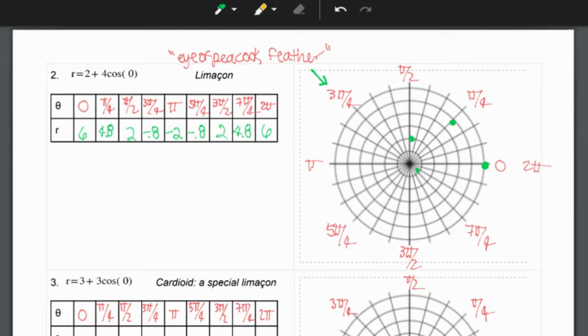All right, and then at pi, same thing. So we're going to go along this line, but instead of being on the same side, we're going to hop over it and we're going to go to 2 circles outward on the other side of the pole. 5 pi over 4, also we're at negative 0.8. So we're going to cross over the pole. At 3 pi over 2, we're at 2 circles away from the center. And then at 7 pi over 4, we're at 4.8, so a little bit less than 5. And then at 2 pi, we're back at 6.